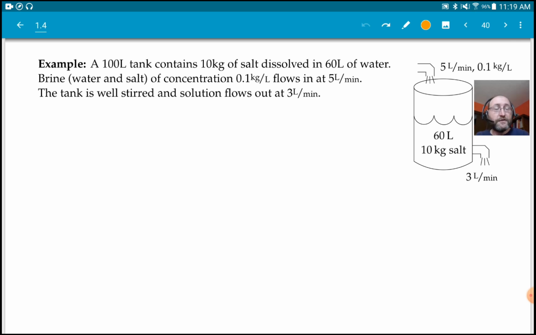Now, there's some brine flowing in, flowing in at 5 liters per minute, and this has concentration 0.1 kilograms per liter. So in every liter, there's 0.1 kilograms of salt, and it's flowing in at 5 liters per minute. Now, we also have this spout on the bottom, and it's flowing out at 3 liters per minute. So we're draining at 3 liters per minute, draining the stuff that's inside.